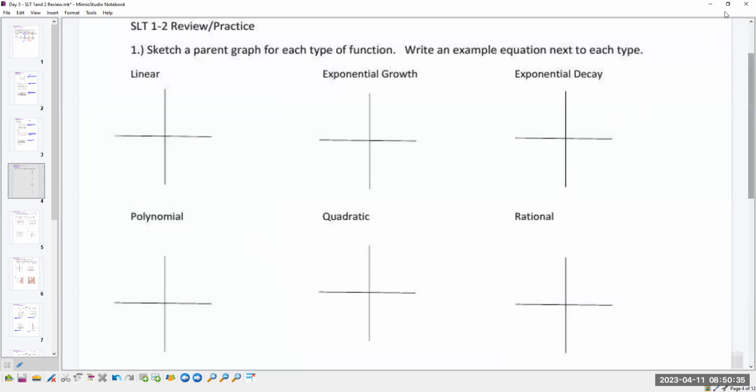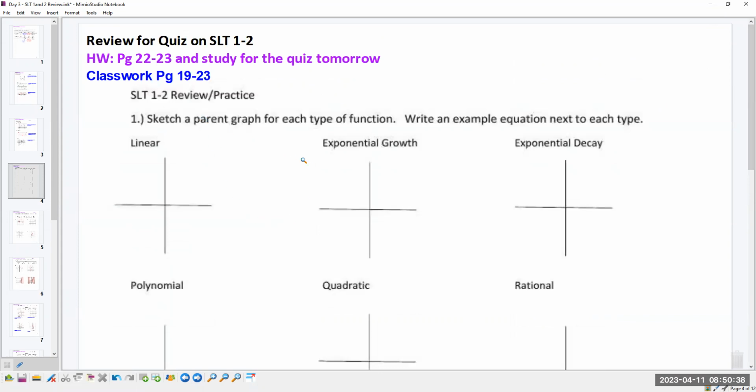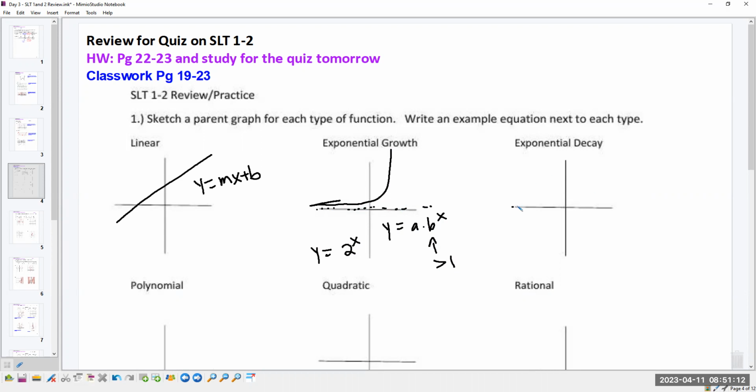On page 19, it says sketch a parent function for each graph type and write an example equation next to each type. So I'm going to write the parent functions if I know them. For linear, it's just y equals mx plus b. Exponential growth, there's a horizontal asymptote. And that's going to be like y equals a times b to the x, but b has to be greater than 1. So something like y equals 2 to the x, that would work. Exponential decay can be, again, y equals a times b to the x, but here b needs to be between 0 and 1, so something like 1/2 to the x.